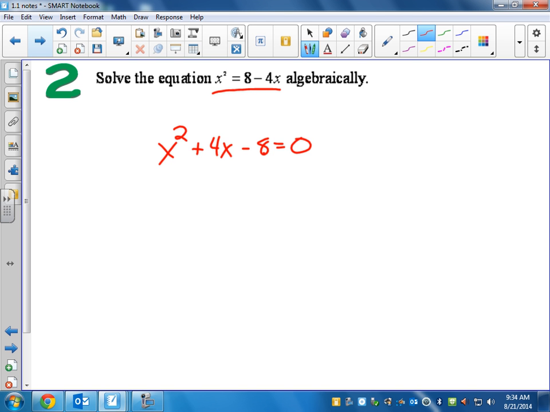This, I think it's not factorable, so I'm going to complete the square because I like to complete the square. You can do the quadratic formula. See if we agree. So I guess I could move that 8 over there. I think that should be fine. Half of 4 is 2, 2 squared is 4.